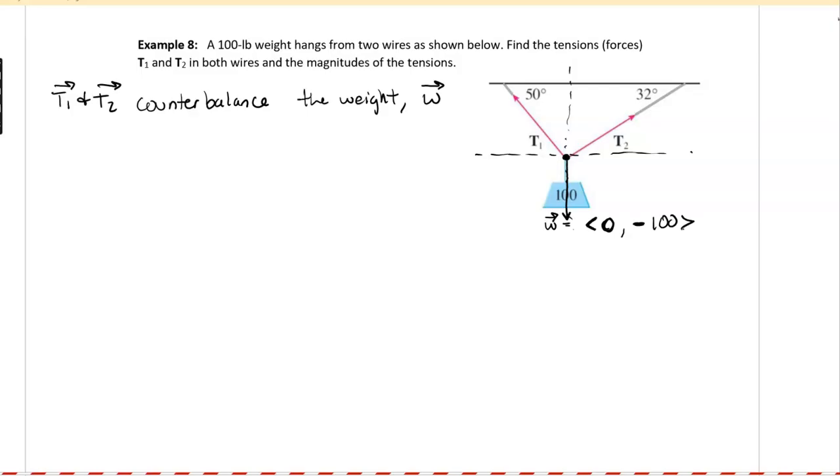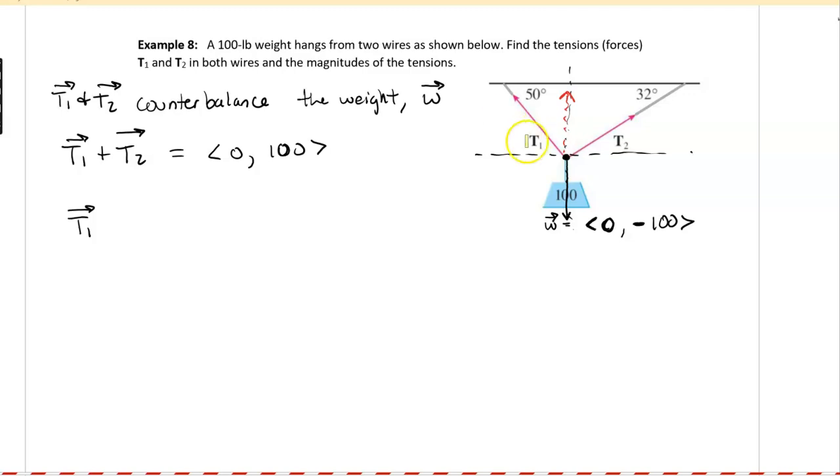So if T1 and T2 need to counterbalance this, that means when we add those two vectors together, they need to be equal to 0, 100, because that opposite force will keep the weight hanging stagnant. It's going to stay there if the forces counterbalance each other. So let's start building T1 and T2, because that's what the question is asking for.